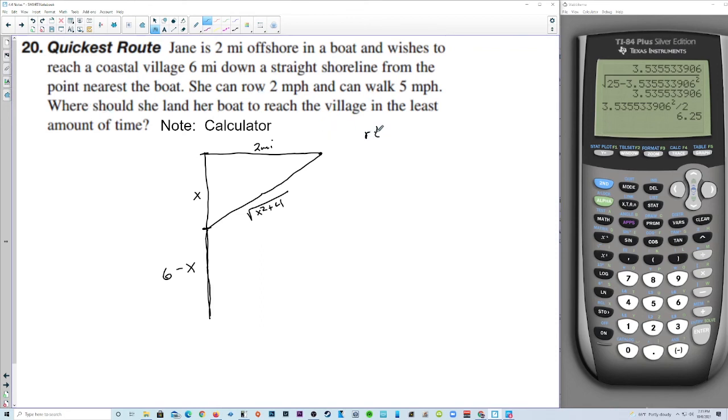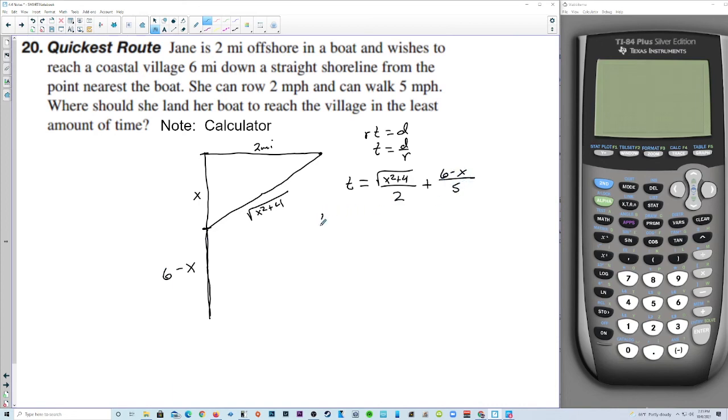Well, rate times time is equal to distance. Now, if we're going to try to minimize the time, that's distance over the rate. So the time is equal to the square root of x squared plus 4 over the rate she can row. So that is 2 miles per hour. And then plus, the rest of the distance is 6 minus x, and that's going to be over 5.